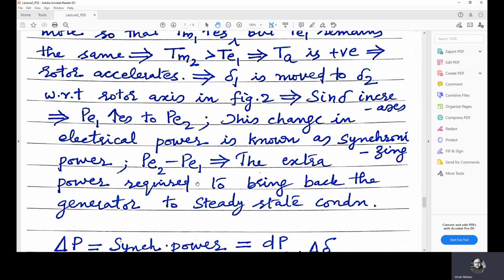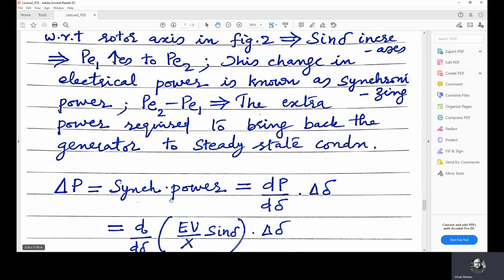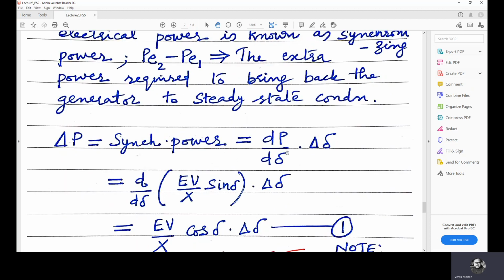Because initially PM1 was moved to PM2, right? At that time PE1 was the same value. It was not changing, right? Now PE1 is going to change to PE2, so that delta PE, or the extra power required to balance the electrical power and mechanical power, that is, to bring back the generator to the steady state condition. This is known as the synchronizing power. So delta P is the synchronizing power, which is dP by d del into delta del, which is delta P itself.